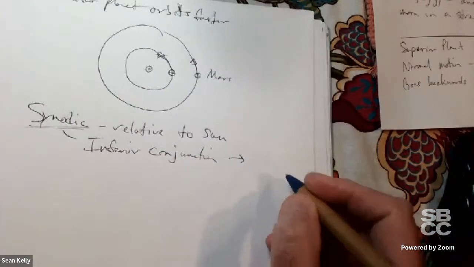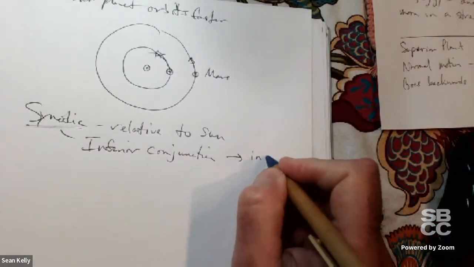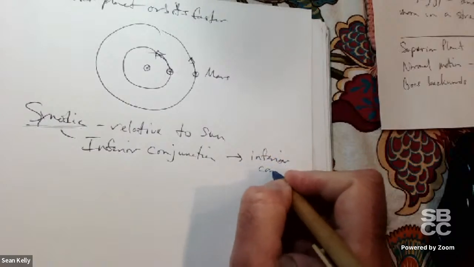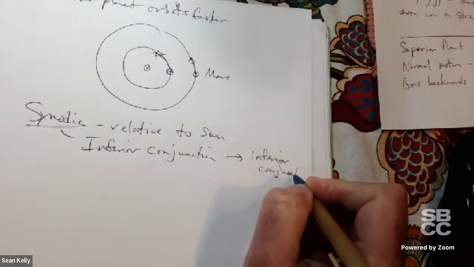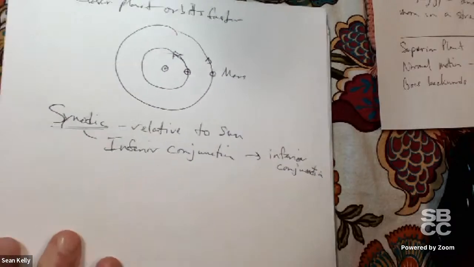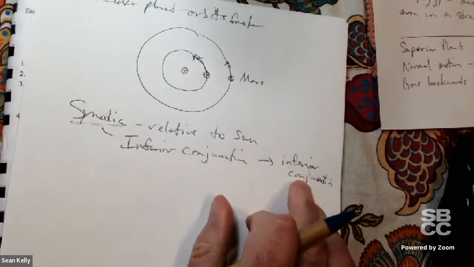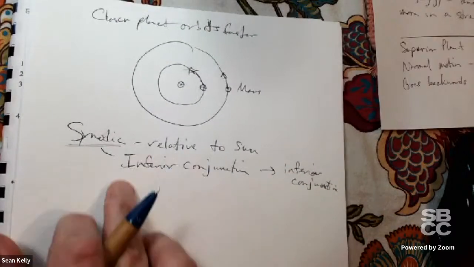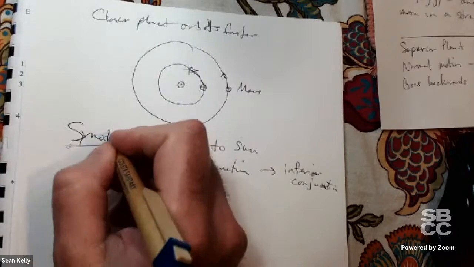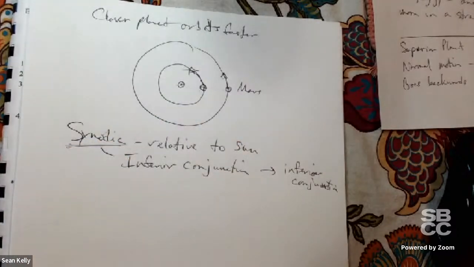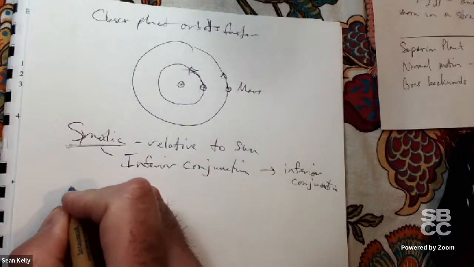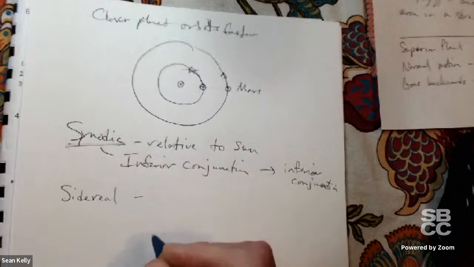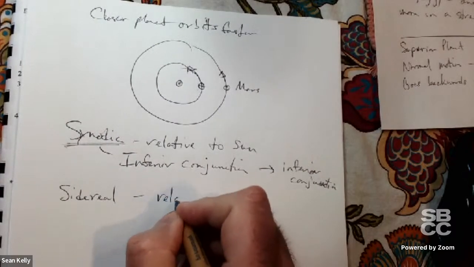So we're going to go between it. We might do a couple, or a few. Maybe we'll do three. So we're going to measure the time from one inferior conjunction to the next one. We're going to watch it a few times. That's going to be called the synodic period, the synodic period relative to the sun. But somehow we are then going to come up with the sidereal period. The sidereal period means relative to the stars.